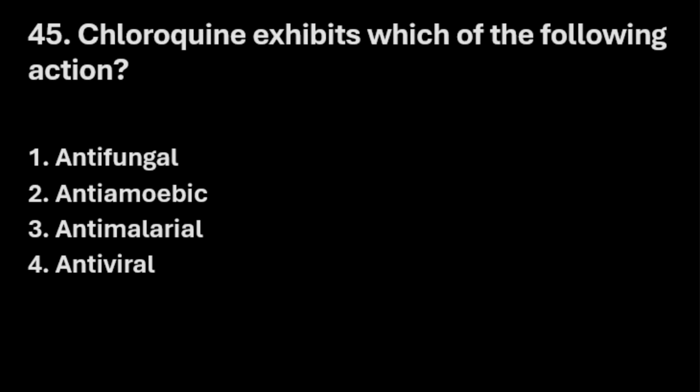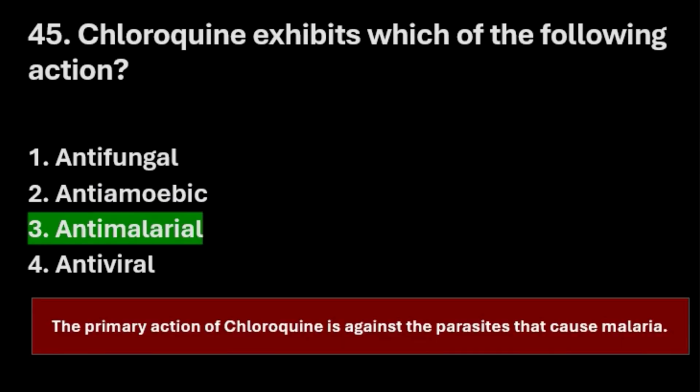Next question. Chloroquine exhibits which of the following actions? Option 1, antifungal; option 2, anti-amoebic; option 3, anti-malarial; and option 4, antiviral. The right answer here is option 3, anti-malarial. The primary action of chloroquine is against the parasite that causes malaria. So it is anti-malarial action.